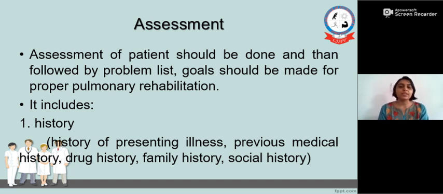Assessment of the patient should be done, followed by a problem list. Goals should be made for proper pulmonary rehabilitation. It includes first the history. Usually 90% of the cases can be solved if a perfect history is taken. So it will include presenting illness, history of presenting illness, previous medical history, drug history, family history, social history, whether the patient was taking tobacco or smoking, etc. can also be included.